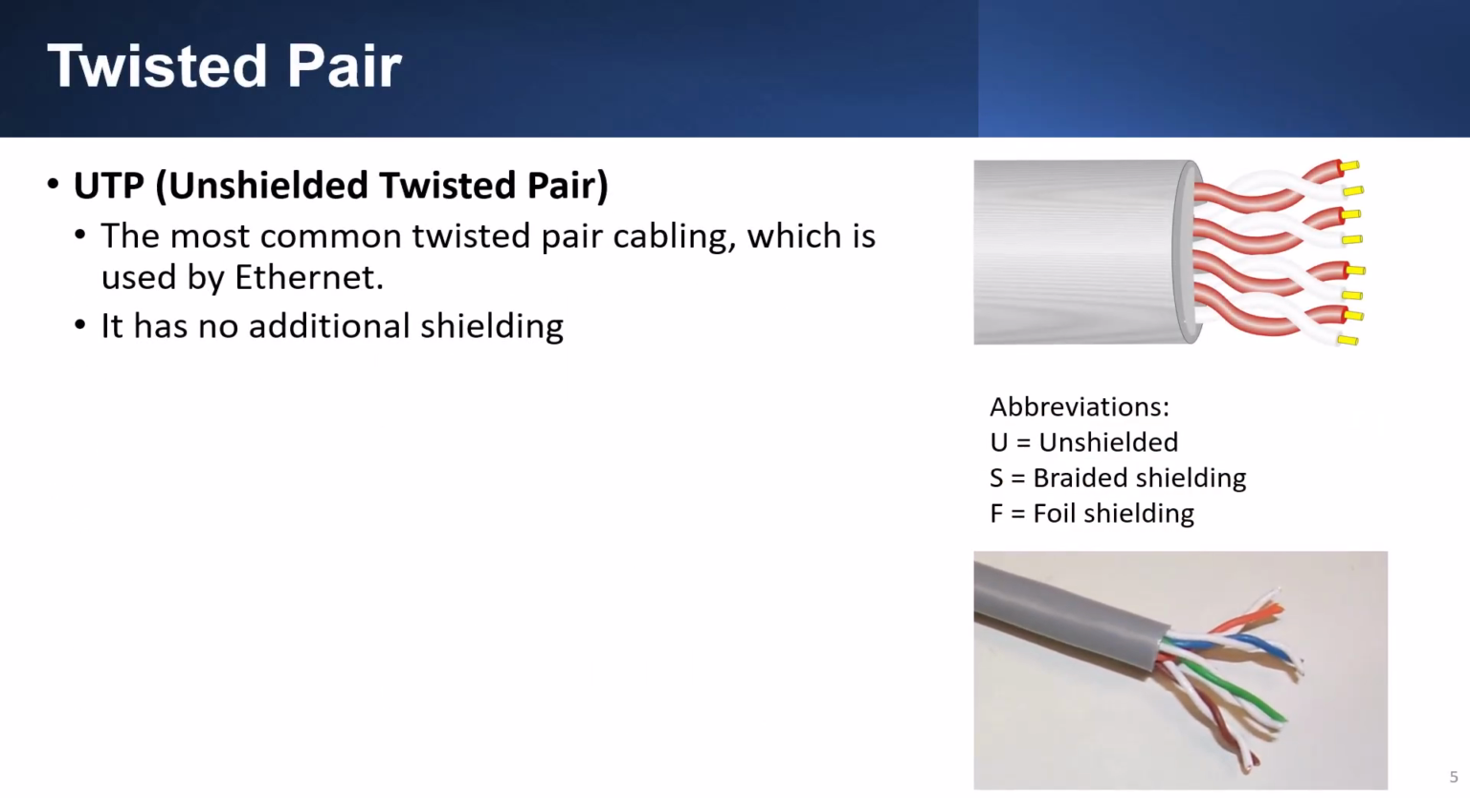Unshielded twisted pair, or UTP, is the most common twisted pair, which is used by Ethernet. It has no additional shielding.